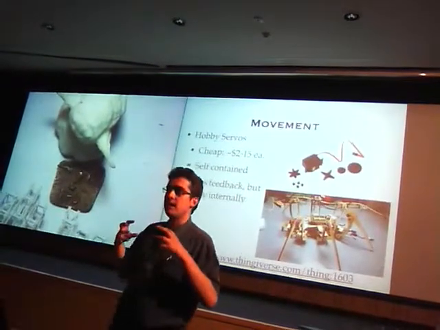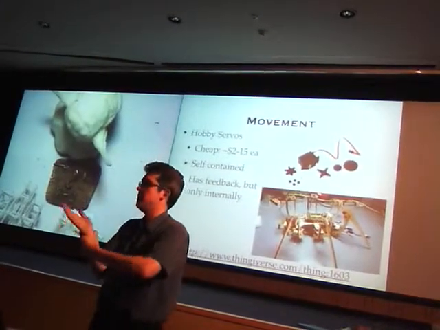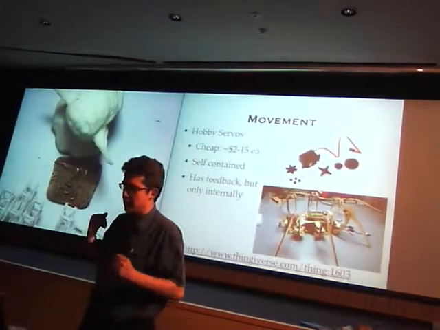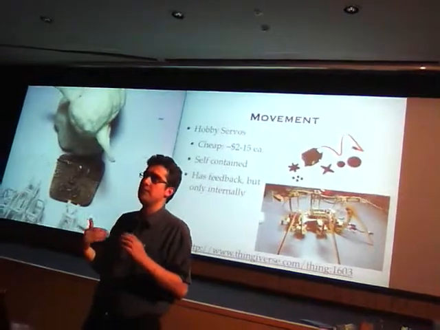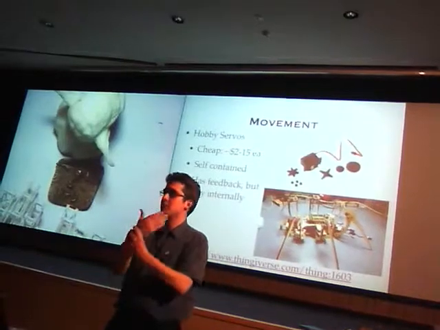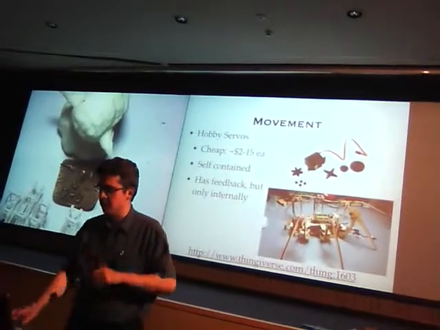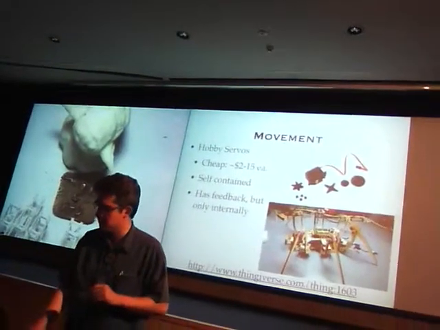It's self-contained. You basically just give it power and the signal, and it tells it where to go and figures out when it's there and when it's not. It has feedback, but only internally. So basically, you give it a signal and wish that it's got there. If it's stalled, if it's hit an obstruction, you can't actually detect that. There are more advanced devices, but you have to go to something more expensive than a hobby servo.